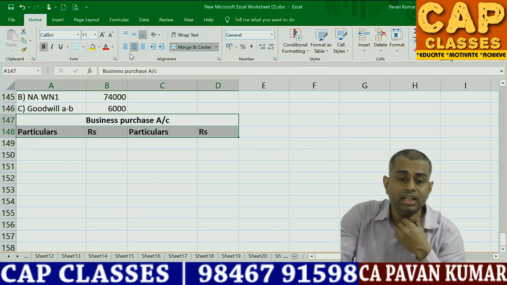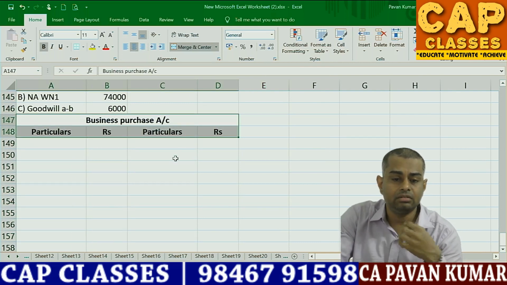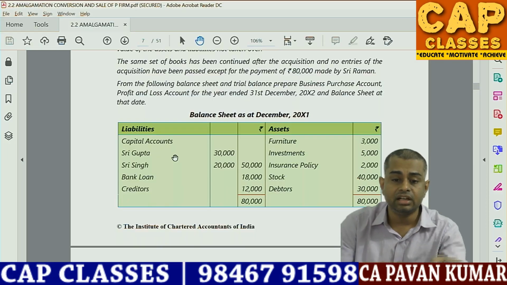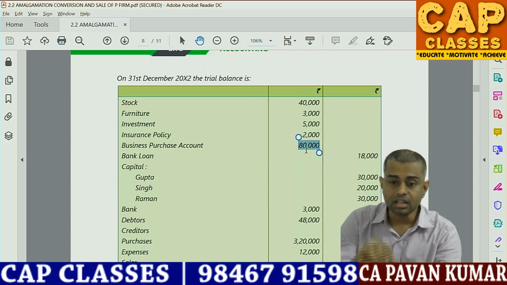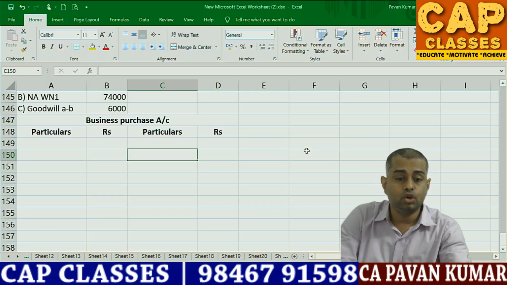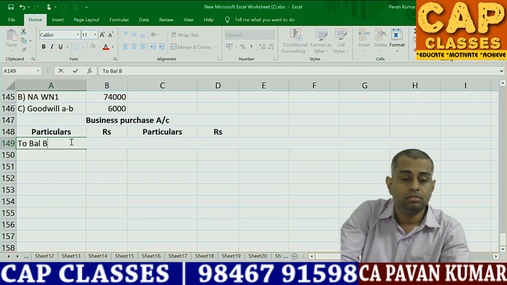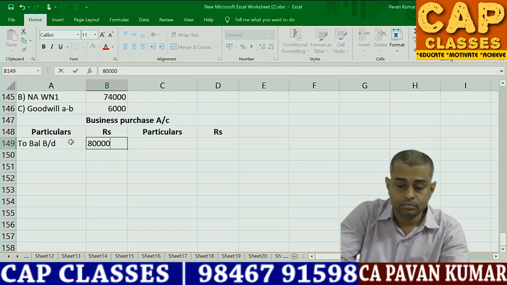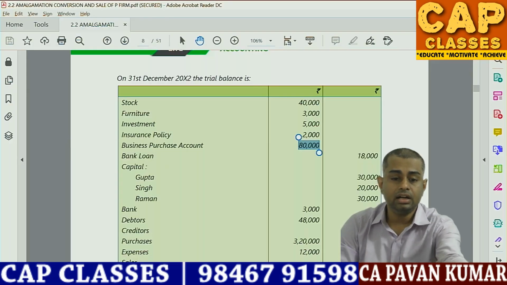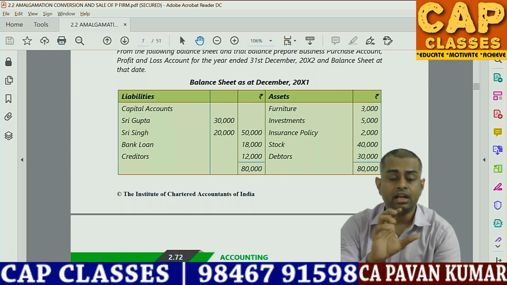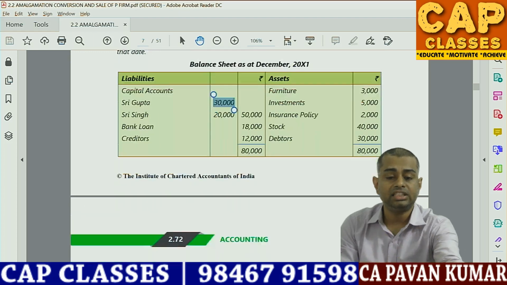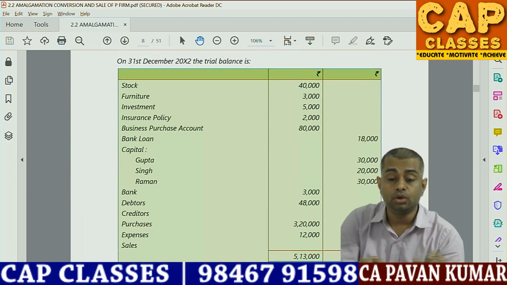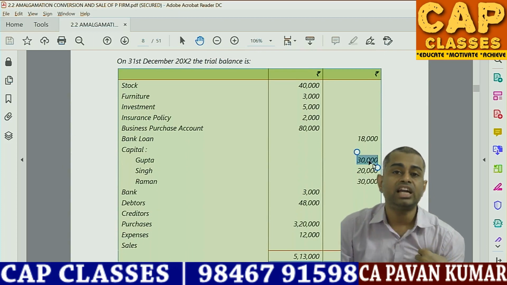Okay, in the trial balance it is given. What is the business purchase balance given in the trial balance? They have given 80,000 on the debit side. So to balance, brought down 80,000. So look at the trial balance, or you can go to the balance sheet. Whatever items you have not taken are to be cancelled. So this Gupta's capital is to be cancelled. That is showing a credit balance as per your trial balance also. 30,000 credit balance Gupta's account is showing.